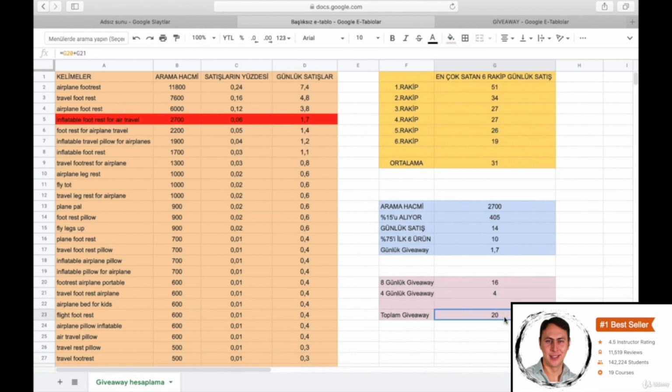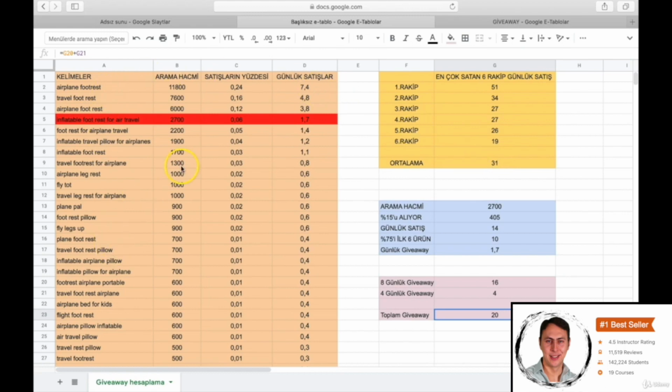Since we will make a full price giveaway, 20 will be enough for us. We have determined our total giveaway number is 20. Let's repeat what we have done up to this stage. First of all, we identified 6 competitors and found their keywords in the top 10 rankings.